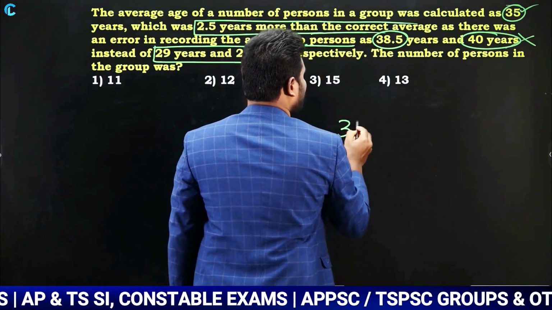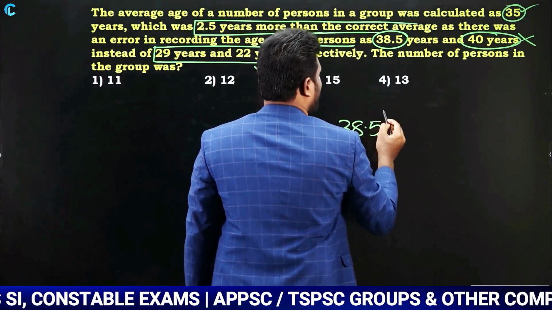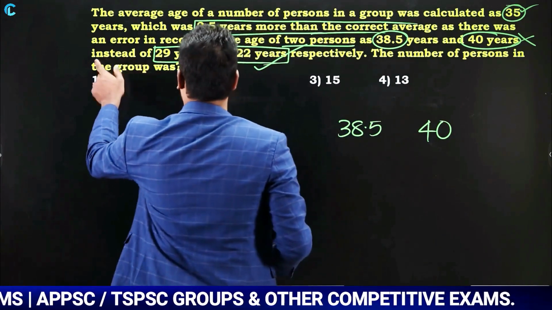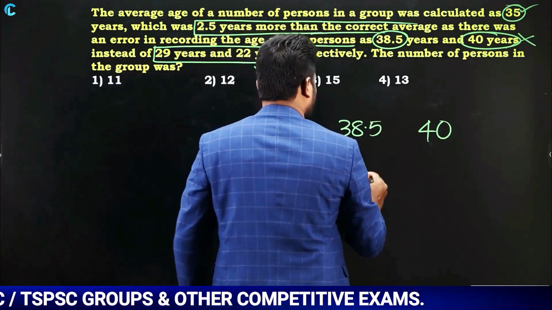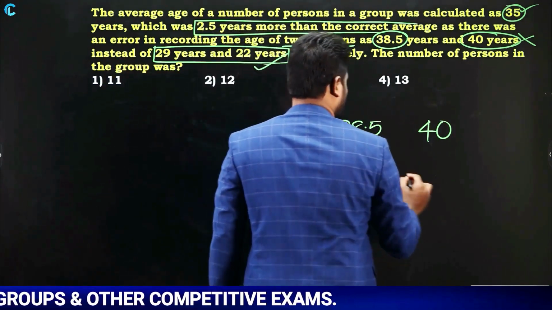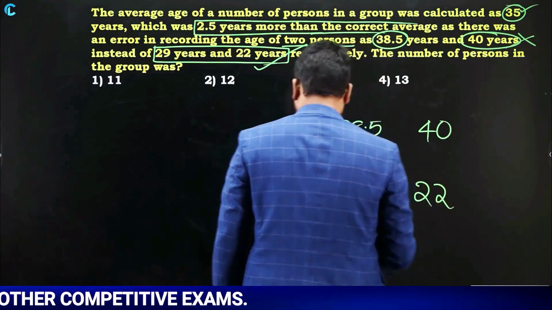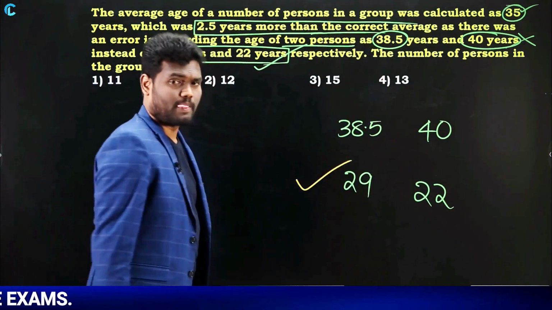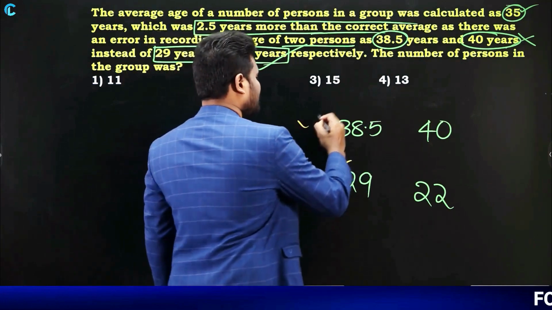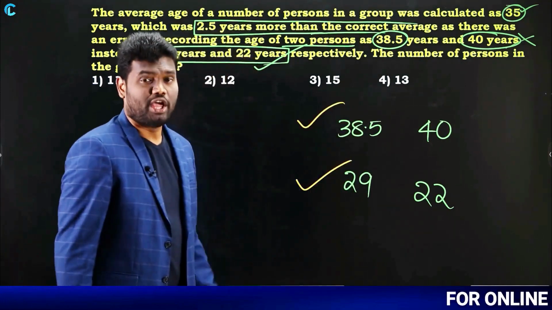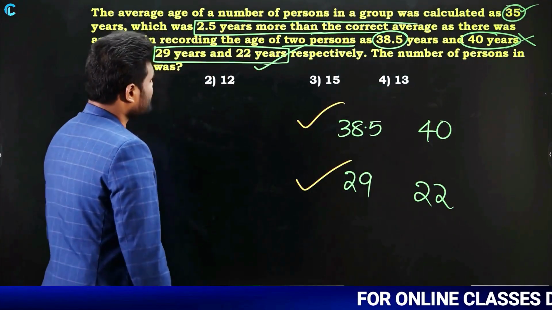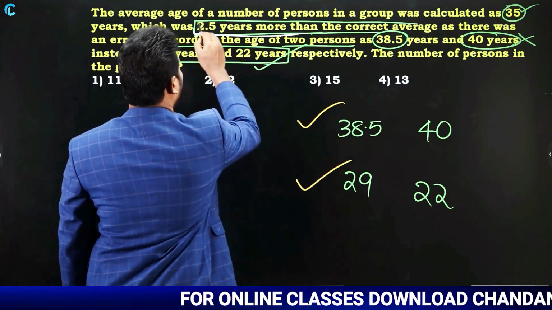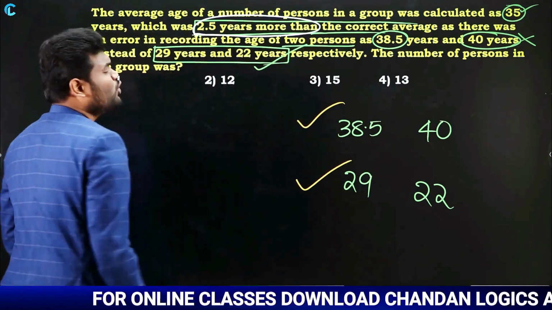One is 38.5 and the other is 40. But what are the correct values? The correct values are 29 and 22. So actually speaking, the correct values are 29 and 22, but they were wrongly entered as 38.5 and 40. Due to this, what happened? The question is saying the average is changed by 2.5 years more.